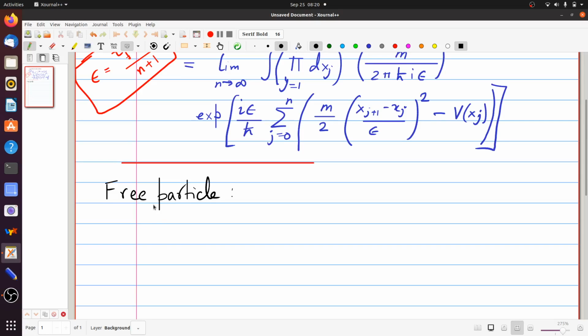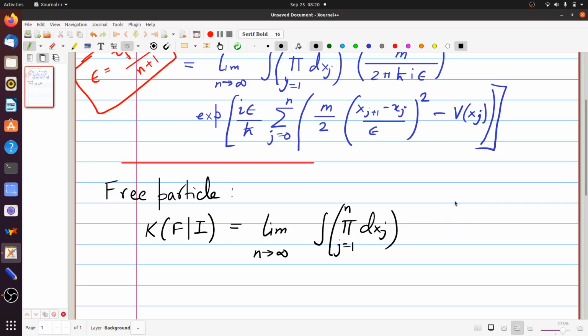Okay, so let's see. Now, of course, for the free particle, this expression simplifies a bit. K from the initial state to the final state becomes the limit as n goes to infinity. I'm just rewriting whatever we had over there. Product j equals 1 to n of dxj.